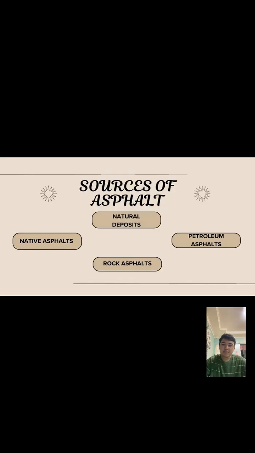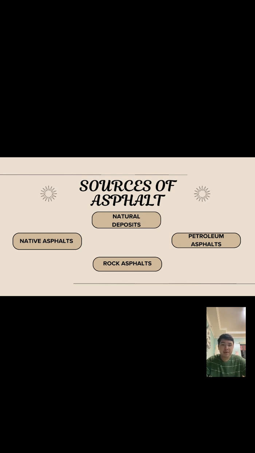So let's talk about asphalt. So asphalt is an example of a bituminous material. So asphalt, like what I said earlier, is a black, sticky, and highly viscous or semi-solid material that occurs naturally or is derived from the refining of crude petroleum.